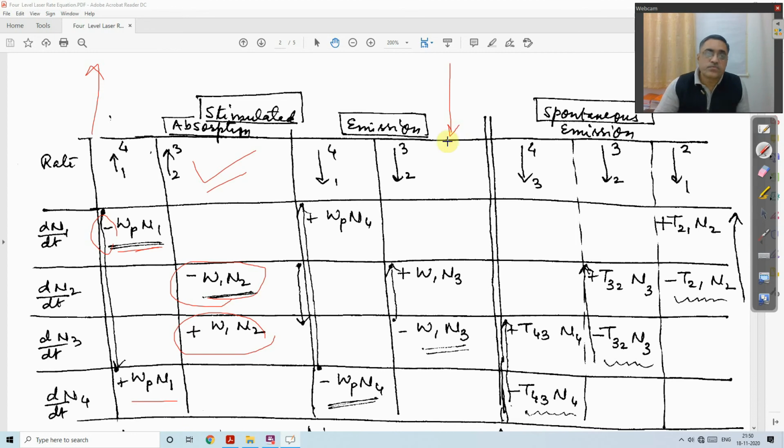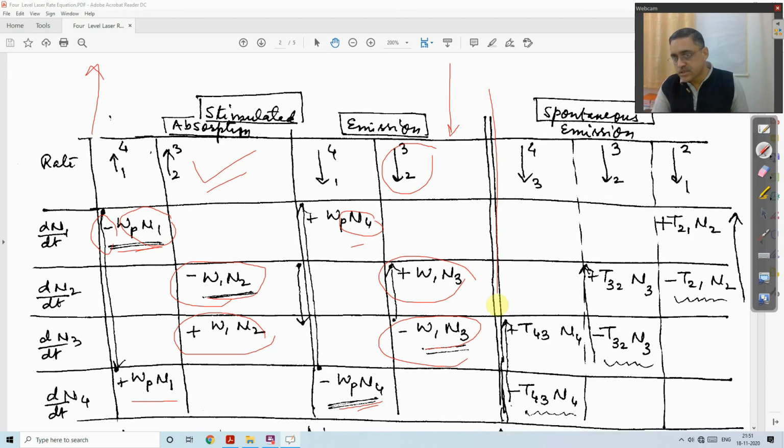So here it is being multiplied by N1. Here it is being multiplied by N4. WpN4. I am adding to ground level when emission takes place from level 4. Now you see, similar thing happens for 3 and 2. Emission takes place from 3 to 2, so that debits from level 3, that credits to level 2.